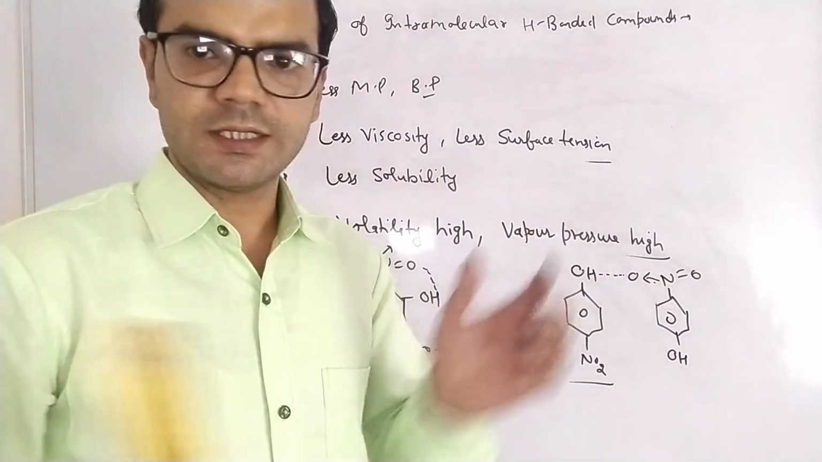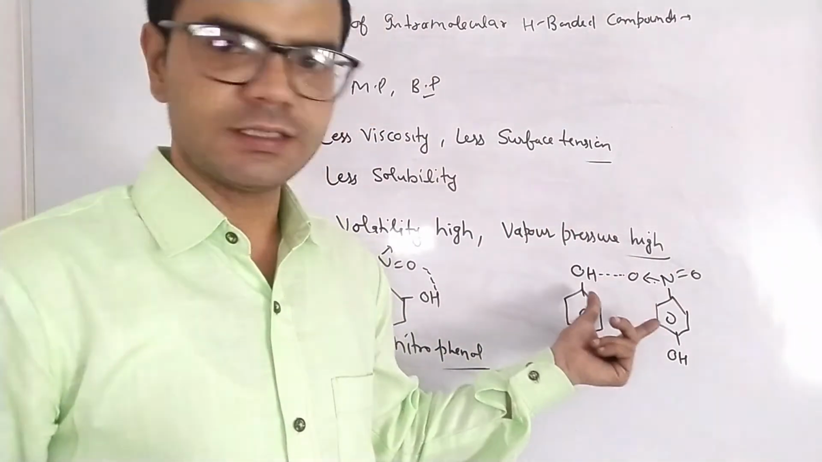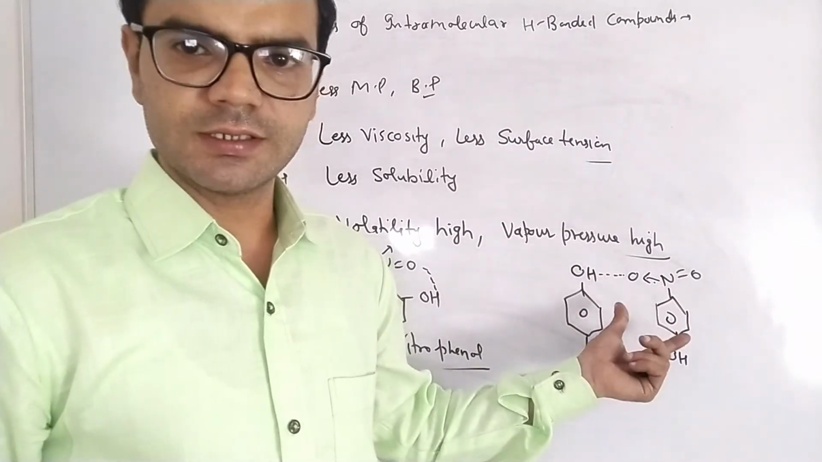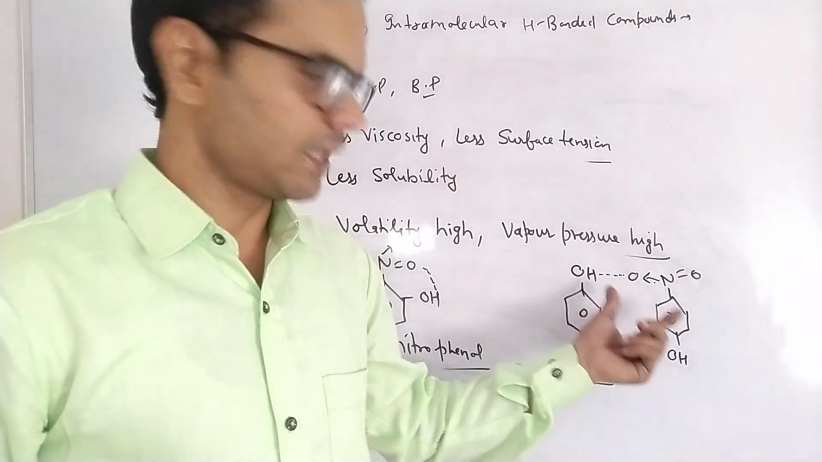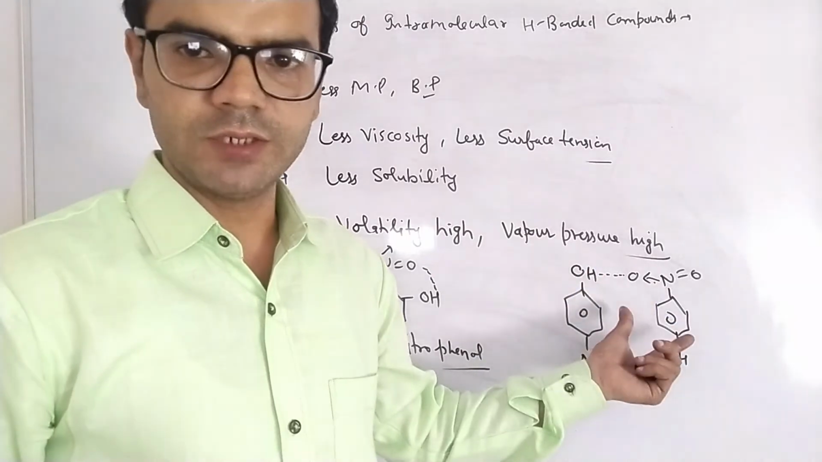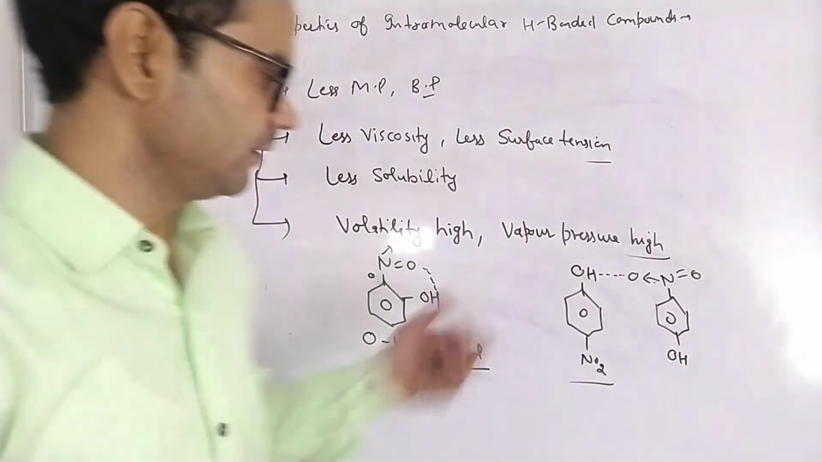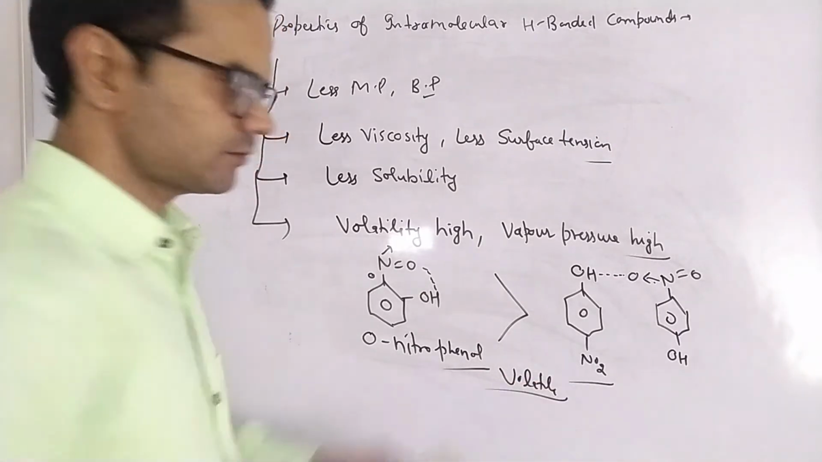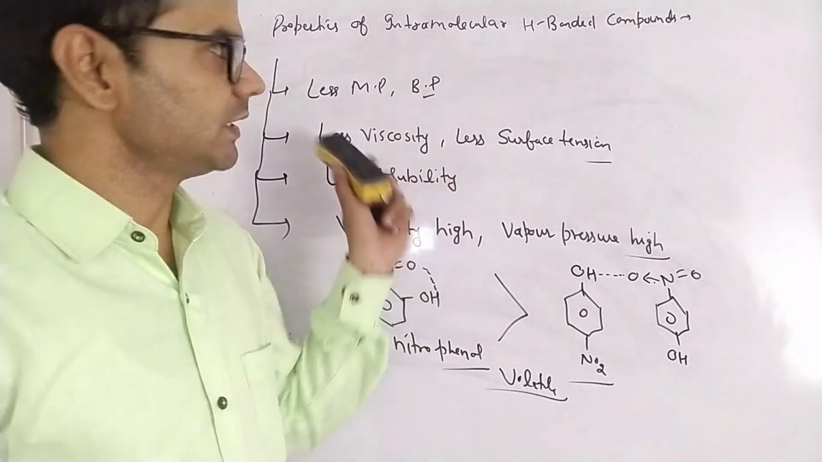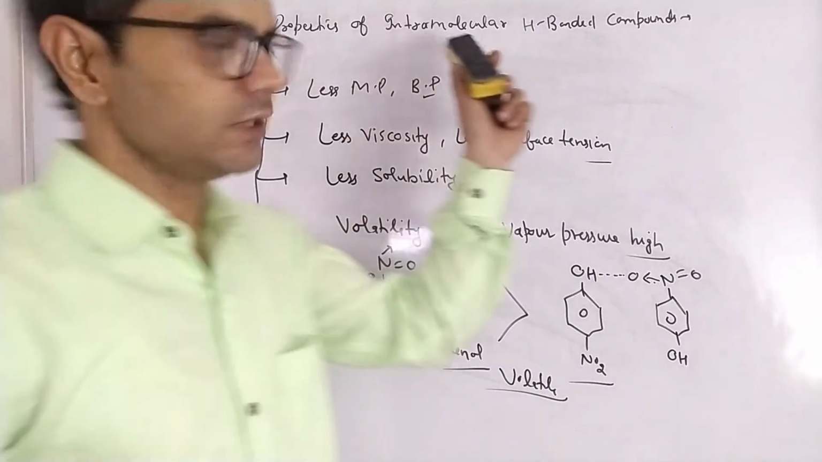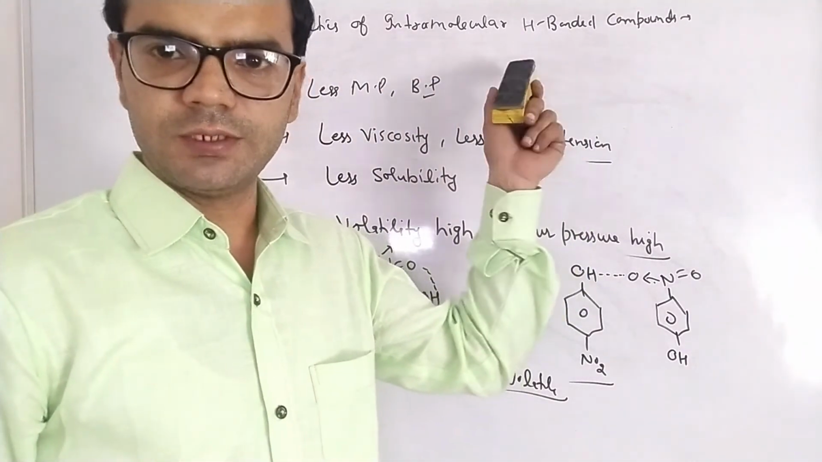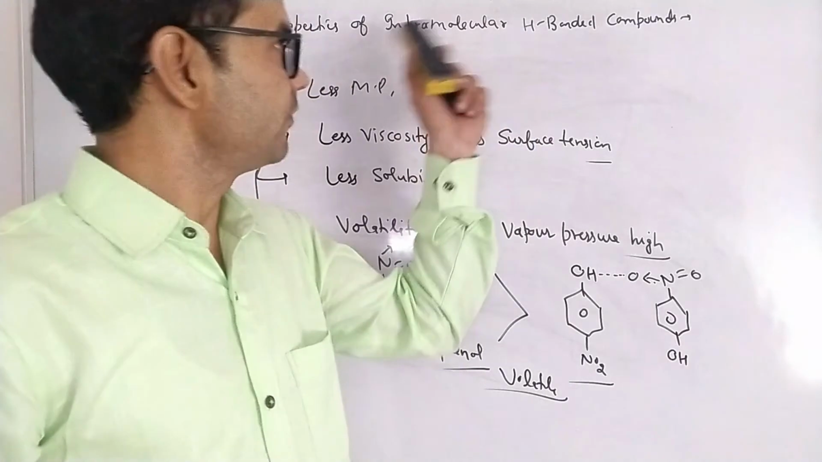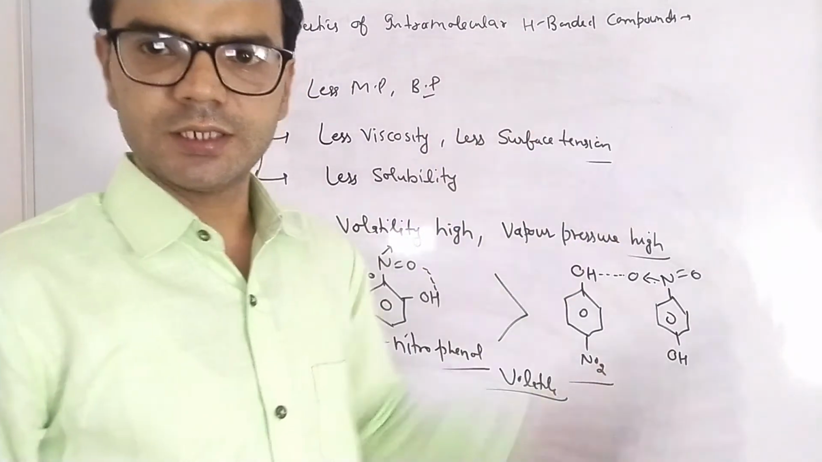Now two molecules are associated, as a result molecular weight increases, boiling point increases. So paranitrophenol possesses high boiling point, meaning less volatile. So orthonitrophenol will be more volatile. Right? These are the properties affected by presence of intramolecular hydrogen bond. Next is properties of intermolecular hydrogen bonded compounds.